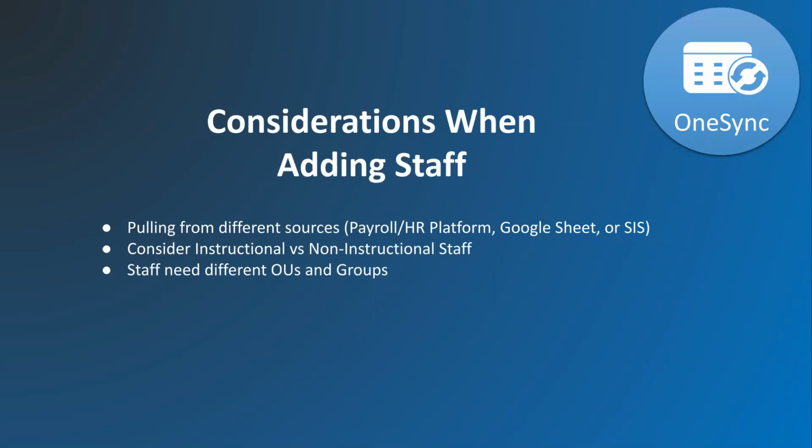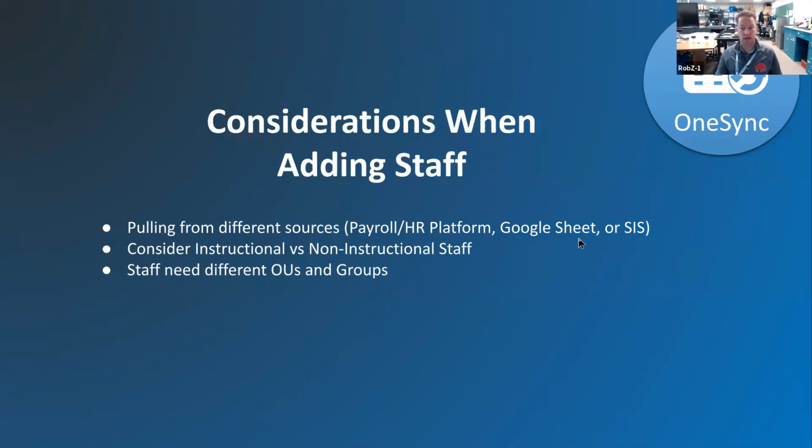It's very similar when we're adding staff, but there are a few other considerations here. Pulling from different sources, you might want to set it up so that you pull from your payroll or HR system for their data instead of getting it from your student information system like we're doing. You could even use a Google Sheet. Then select the columns that you want to be used for that data to be pulled in. Or, like I said, use the SIS like we're using.